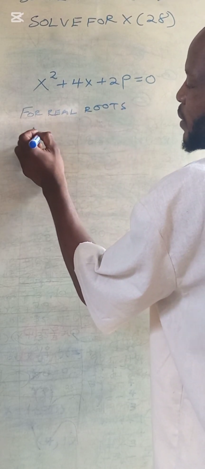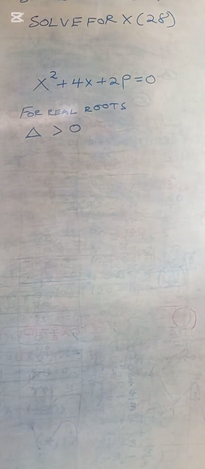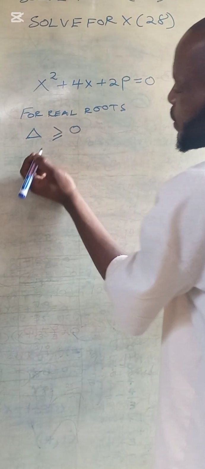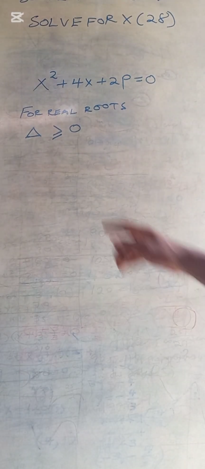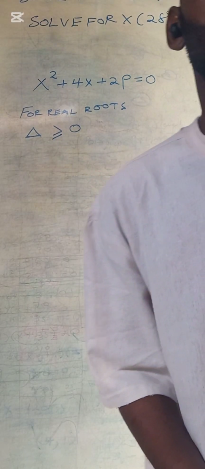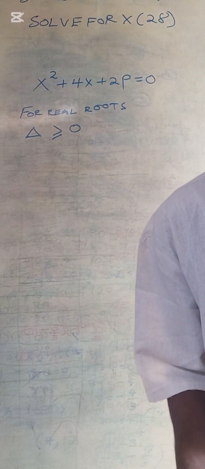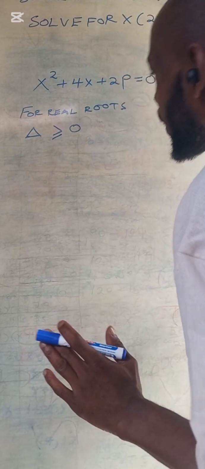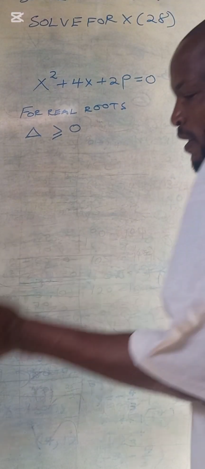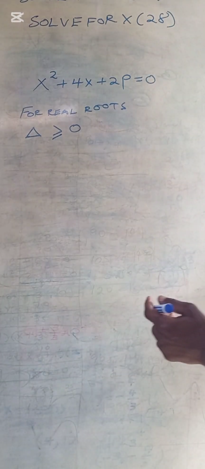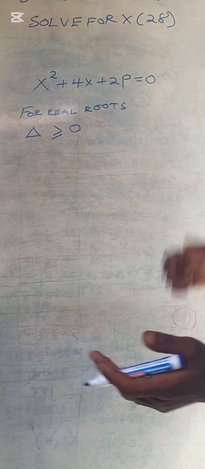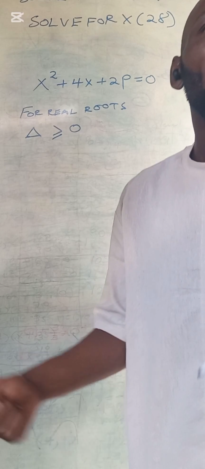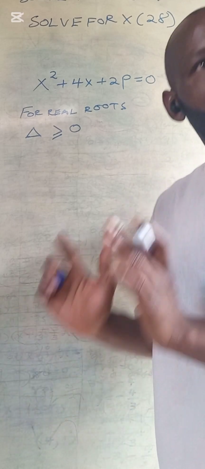the discriminant must be greater than 0. For real roots, the discriminant must be greater or equal to 0, because if the discriminant is equal to 0, the roots are equal, but they are also real. They didn't specify, they just said real. So for real, the discriminant must be greater or equal to 0, right? If they specified real and equal, the discriminant would equal 0.